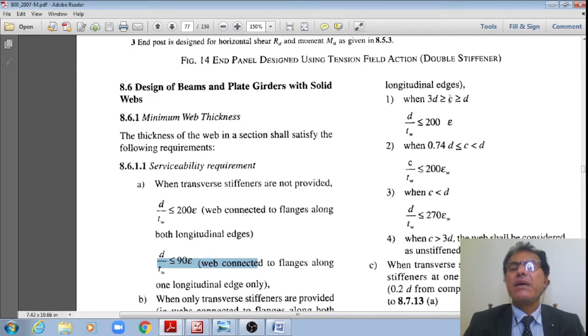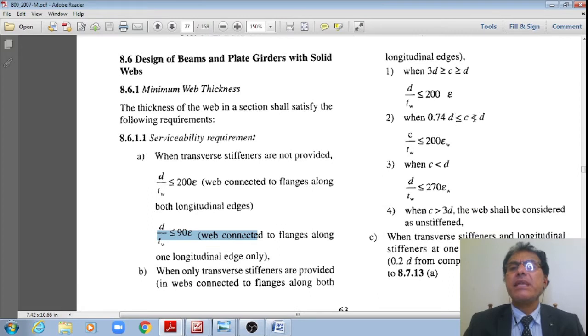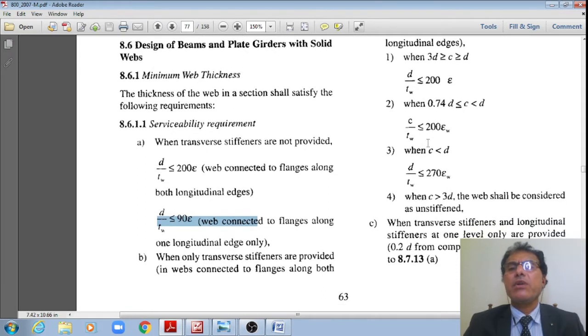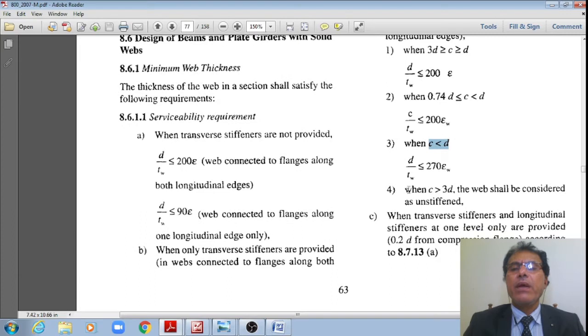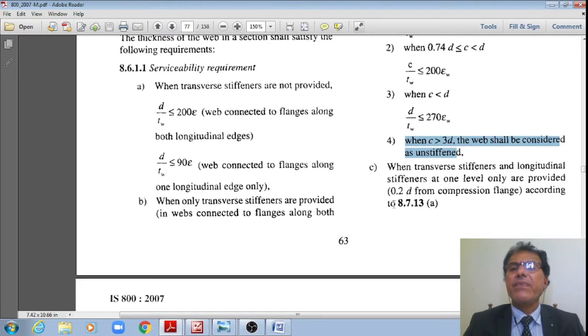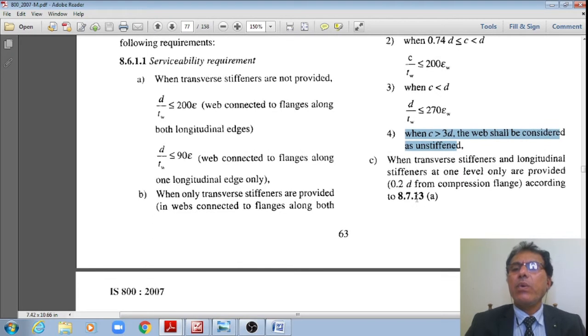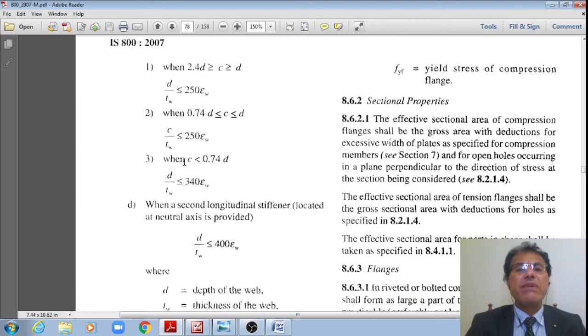if c is greater than or equal to d and less than or equal to 3d, then d by t_w should be less than or equal to 200 times epsilon_w, and if c is less than d and greater than or equal to 0.7d, then c by t_w is less than or equal to 200 epsilon_w, and if c is less than 0.7d, d by t_w should be less than or equal to 270 epsilon_w, and when c is greater than 3d, the web shall be considered as unstiffened. And the transverse stiffeners and vertical stiffeners at one level only need to be provided according to this clause 8.7.1.3, as given by these codal specifications.